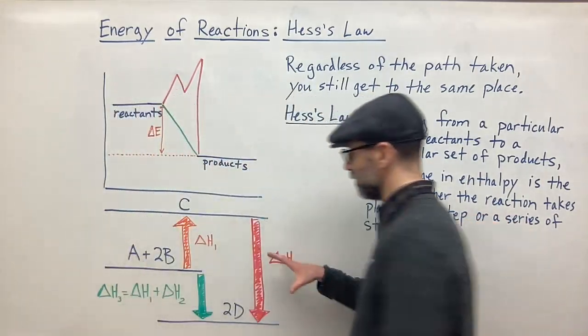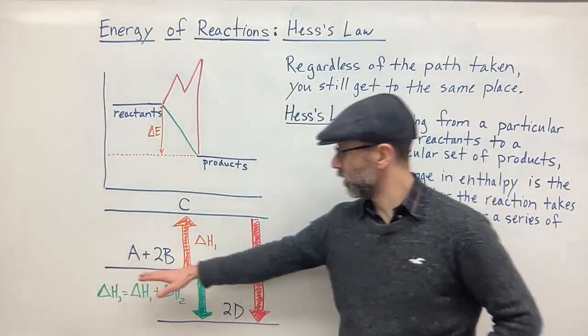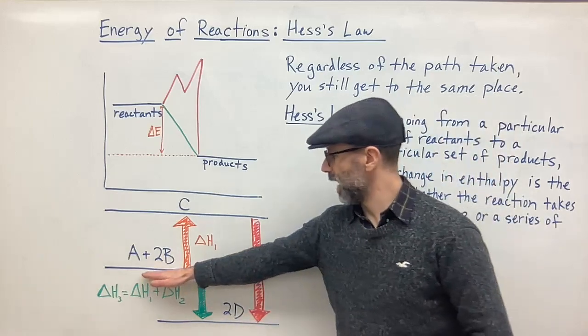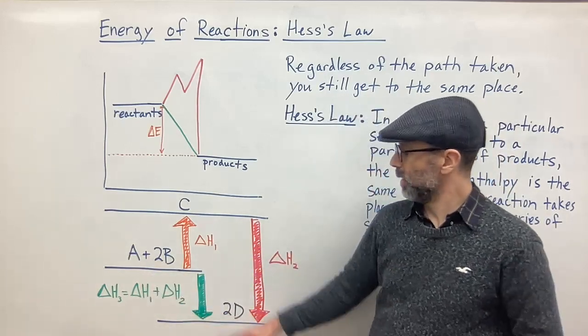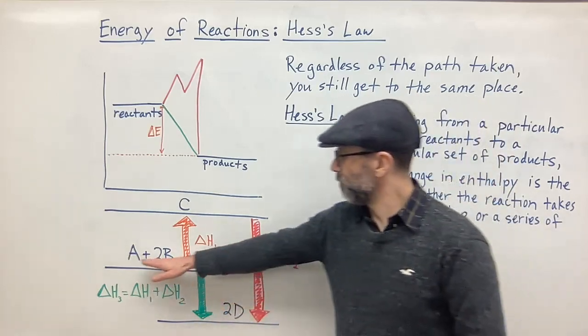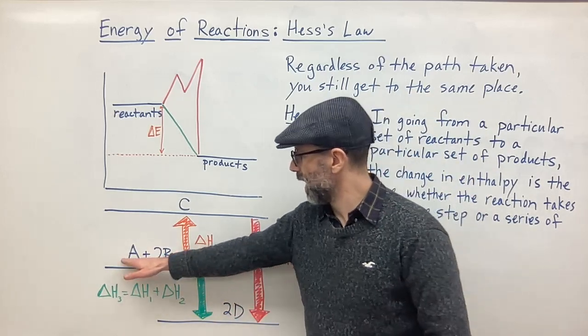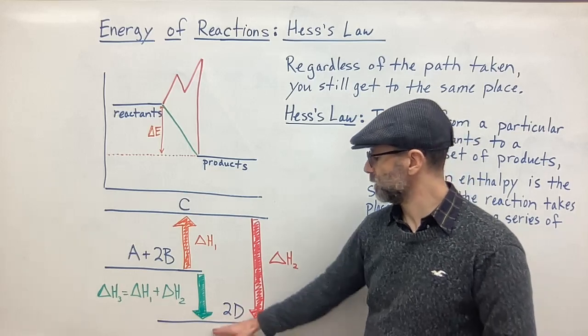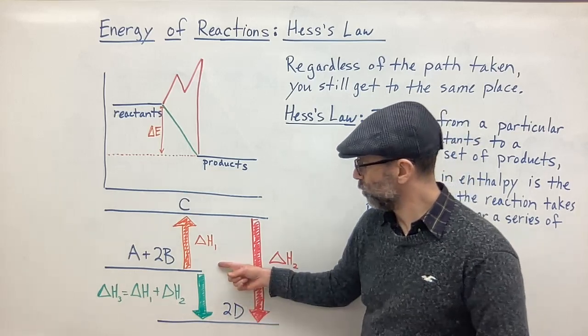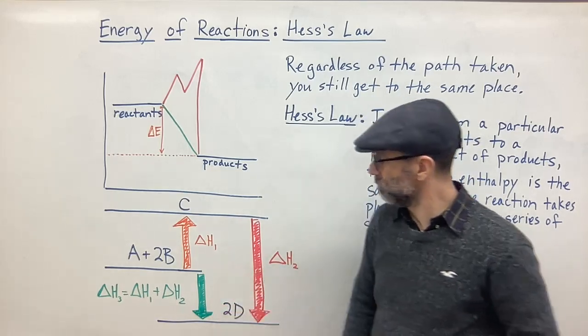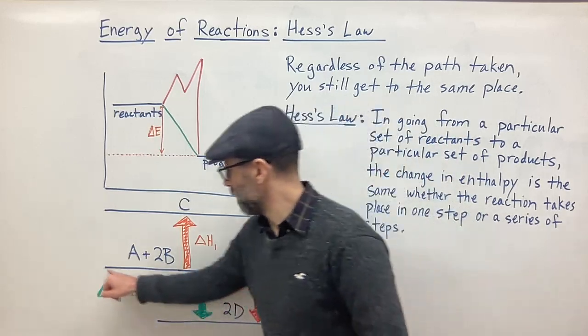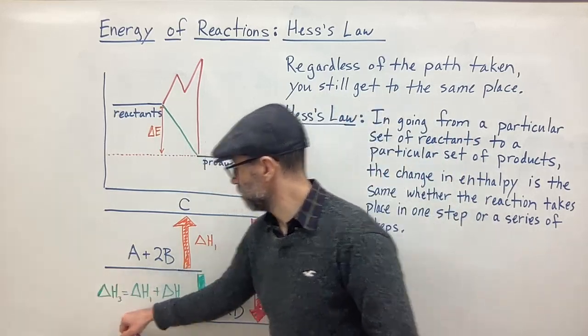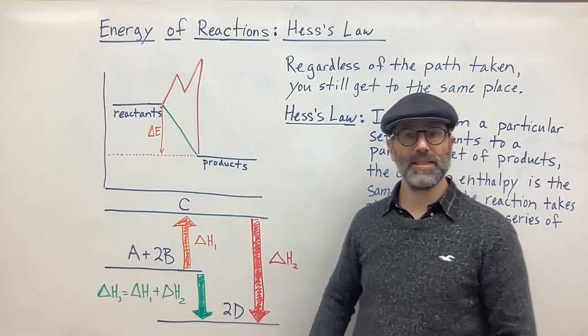So if we look at this diagram down here, you'll see I have a set of reactants and a set of products, right? So if my reactants are A plus 2B, and I want to get to 2D as my product, I could either do it as one step, right? And that would be my delta H3. Or I could do this in a series of steps.